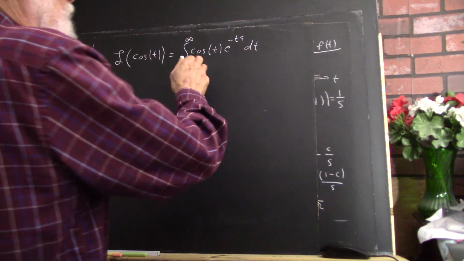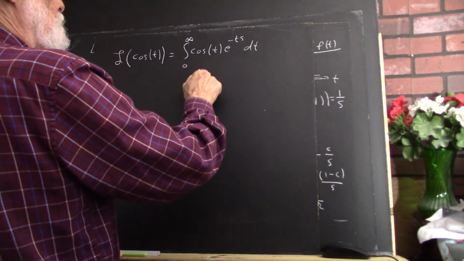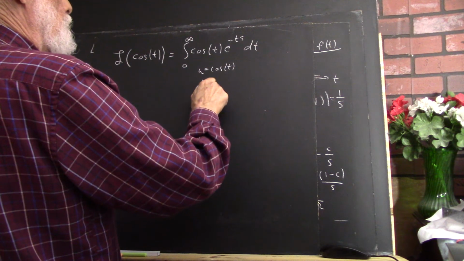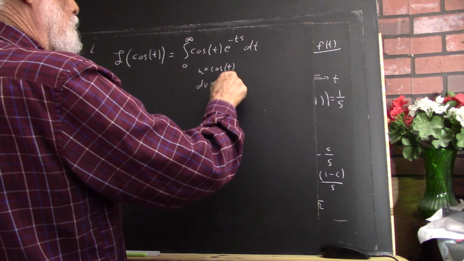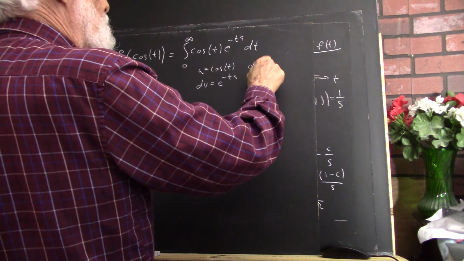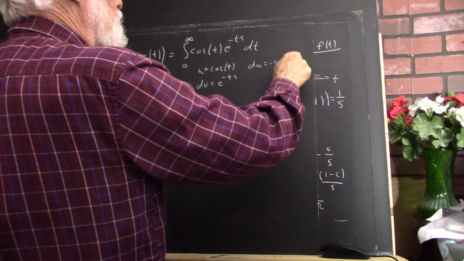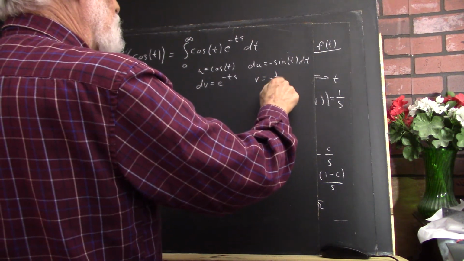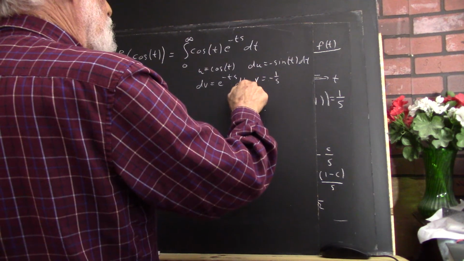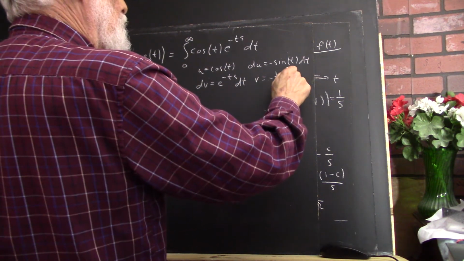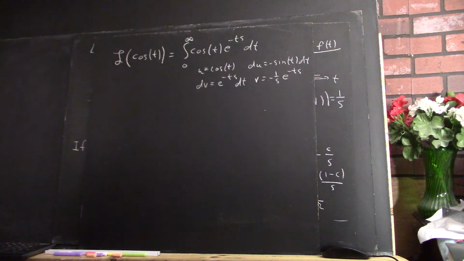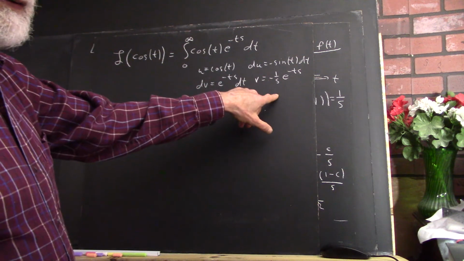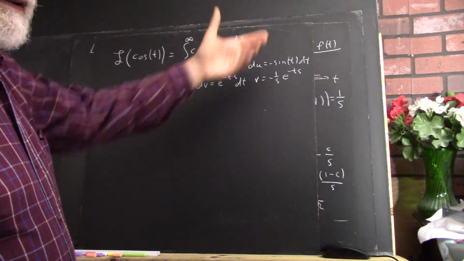Okay, so anyhow, we're going to let u equal cosine of t, dv equal e to the negative ts dt, so that du equals negative sine of t dt, and v equals negative 1 over s times e to the negative ts. Now this part gets kind of redundant when you're doing a lot of integration by parts. It's always going to be this, but what you get here will differ.